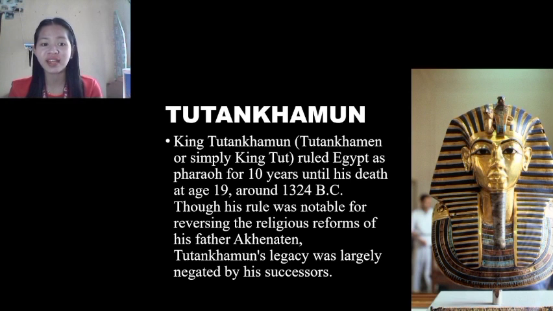Next, Tutankhamun. King Tutankhamun, or simply King Tut, ruled Egypt as pharaoh for 10 years until his death at the age of 19, around 1324 BC. His rule was notable for reversing the religious reforms of his father Akhenaten. Tutankhamun's legacy was largely negated by his successors.